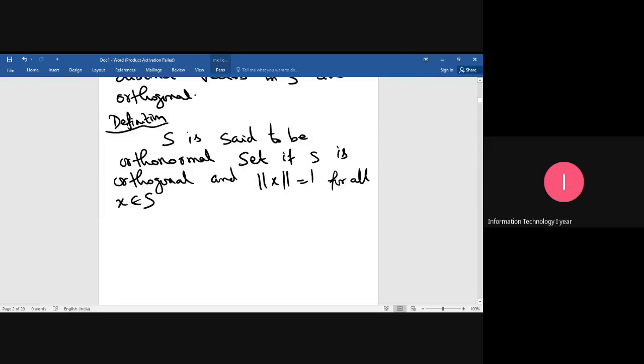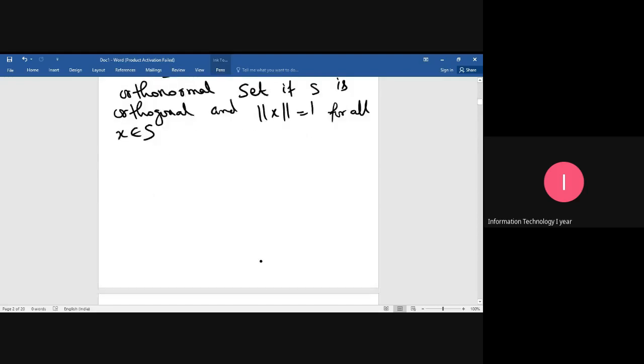Orthogonal set means from the set, if you take any two vectors, they should be orthogonal. But an orthonormal set means, first of all, the set should be orthogonal. And if you take any vector, the length of the vector should be equal to 1. Then we say that it is an orthonormal set.